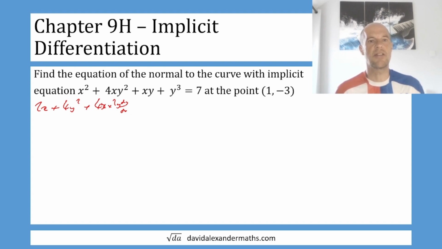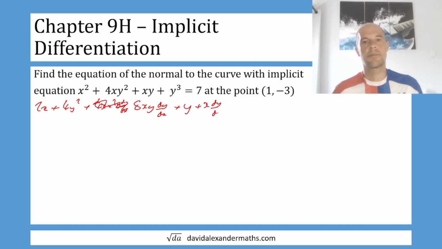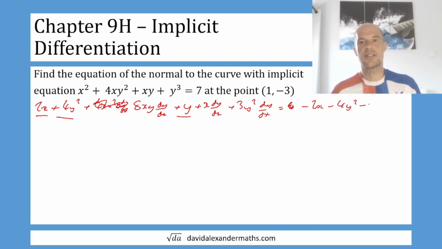So it's probably easier if I write that as 8xy dy by dx. So I'm going to differentiate the x but not the y, and now I'm going to differentiate the y but not the x, and that is going to be 3y squared dy by dx equals 0. Okay, so I'm looking at all the bits that don't have the dy by dx in, so I'm going to take away a 2x, I'm going to take away a 4y squared, and I'm going to take away a y from both sides. So that's going to equal negative 2x, take away 4y squared, take away y.